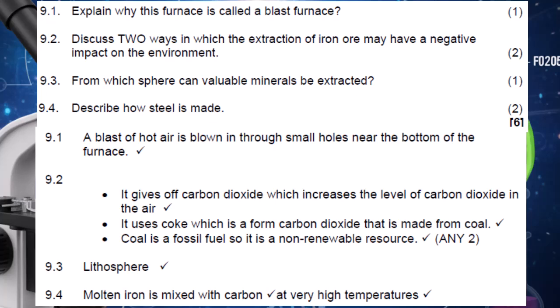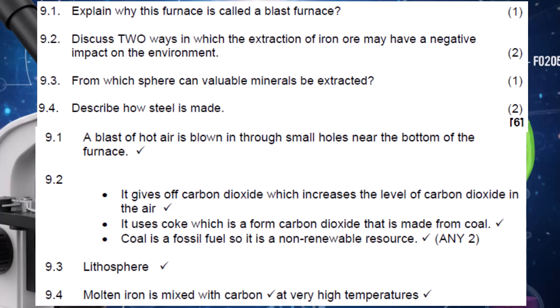Got it. Q9.3 is quick. Which Earth sphere do we get valuable minerals like iron ore from? We mine rocks and minerals from the solid Earth, so that's the lithosphere or geosphere. Straightforward. And Q9.4 asks how steel is made, given that the iron from the blast furnace isn't usually used as is. Pure iron is actually quite soft.